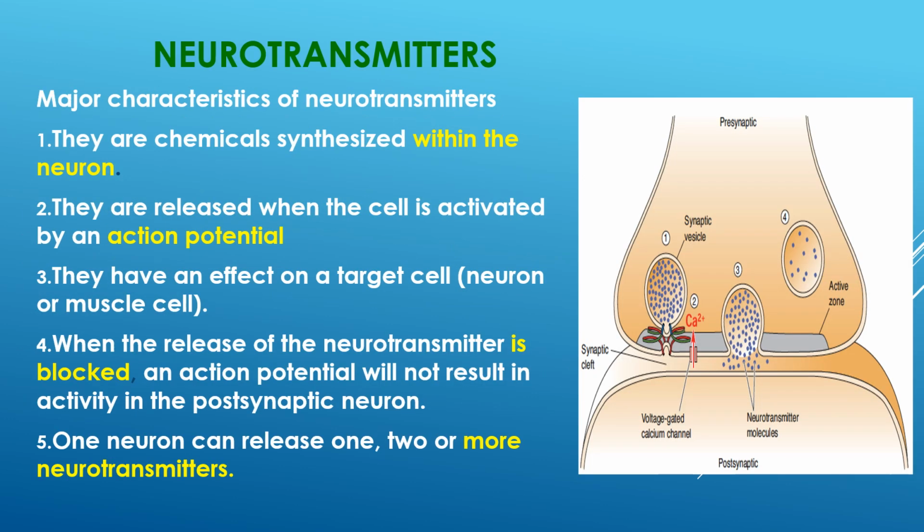Major characteristics of neurotransmitters. They are chemicals synthesized within the neuron. They are released when the cell is activated by an action potential. They have an effect on a target cell, neuron, or muscle cell. When the release of the neurotransmitter is blocked, an action potential will not result in activity in the postsynaptic neuron. One neuron can release 1, 2, or more neurotransmitters.